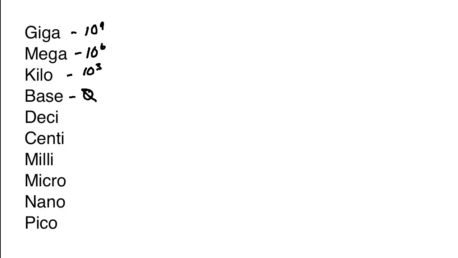So these prefixes are multipliers to the base unit. And then you get below the base unit as far as the multipliers are concerned. And so these are going to start being divisors. They're going to start making it smaller.